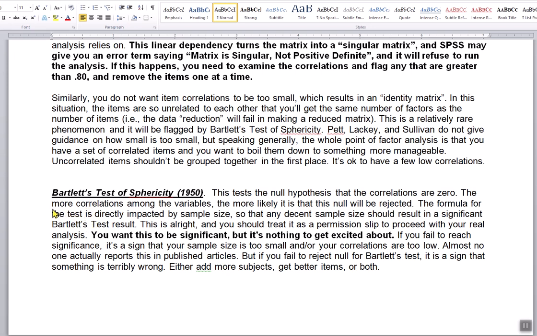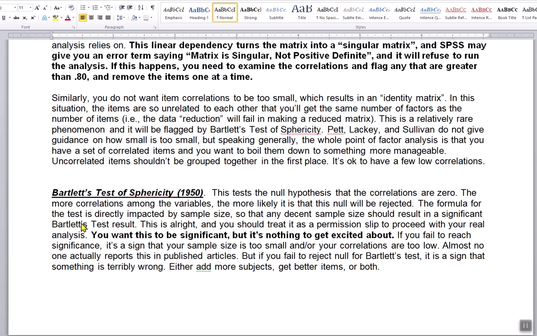So there are several different diagnostics that we can run on the data set. Bartlett's test of sphericity tests the null hypothesis that the correlations are 0. So we want this to be significant, but just having it be significant doesn't really mean that much, because it's almost always going to be significant. But if it fails to reach significance, then you know you have a problem. So having Bartlett's test be significant is sort of like having a green light that tells you you can keep going. If it's not significant, it's a red light, and you have to go figure out what's wrong with your scale, because the items are not correlating with each other.